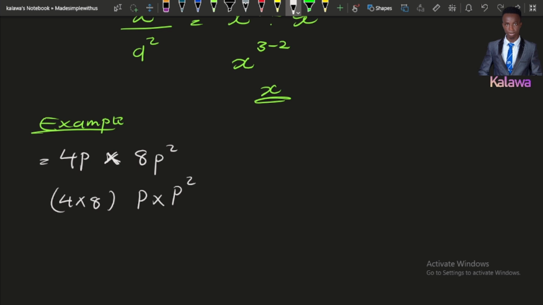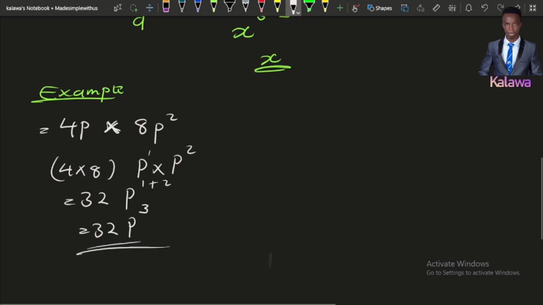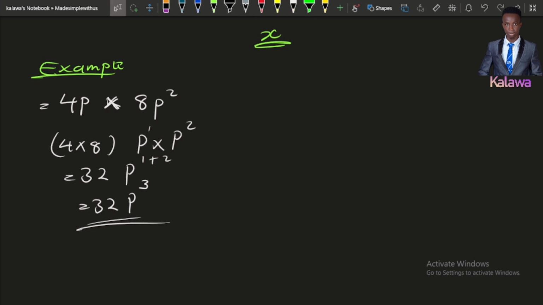If we say 4 multiplied by 8, it gives us 32. And then P, remember the rules of indices. We say when the bases are the same, we add the powers if there's a multiplication sign separating them. So we take one of the bases, which is P. If we add the powers, bear in mind that there is always power 1 here. So we say 1 plus 2. So this gives us 32 P cube. So this is the answer, and I hope you are understanding the process.